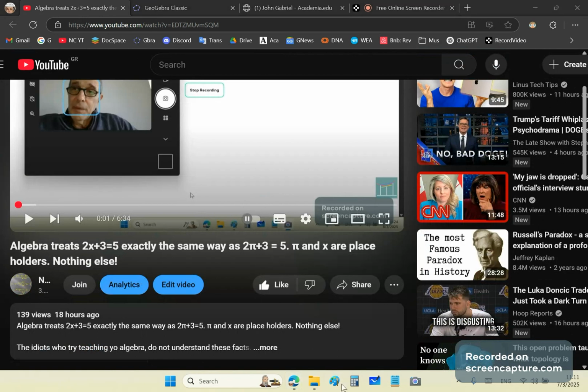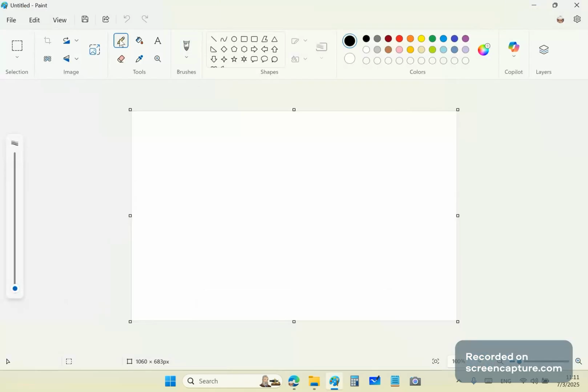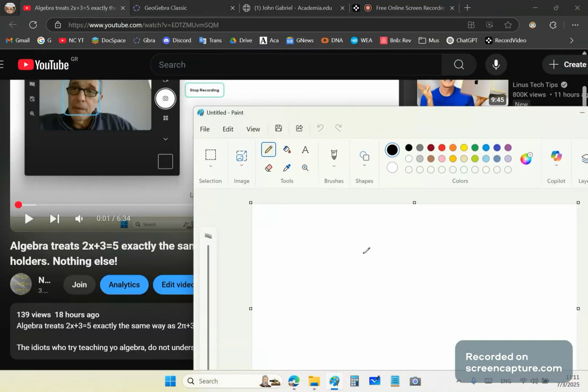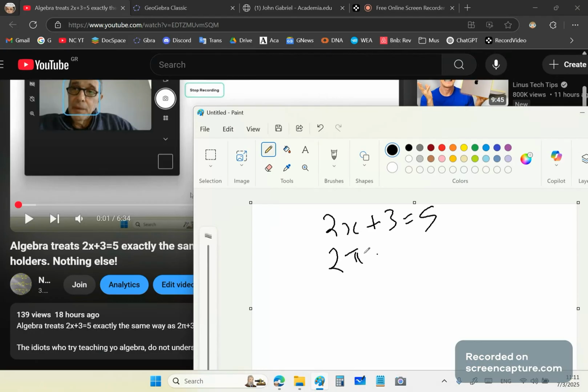Okay, so let's pull up a paintbrush like that. What we have here now is two equations. We have 2x plus 3 is equal to 5, and 2 pi plus 3 is equal to 5. Now, this here wouldn't be true if we used the actual value of pi, would it? So, for example, let's suppose that you try to solve for pi here, you'd get exactly the same as you would for this x here, wouldn't you? For example, here x is equal to 1. But pi here is obviously not equal to 1, but algebra would treat pi exactly the same way if we didn't know its value.